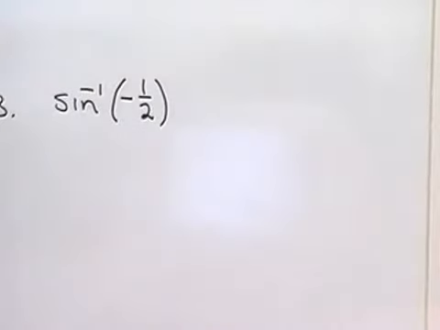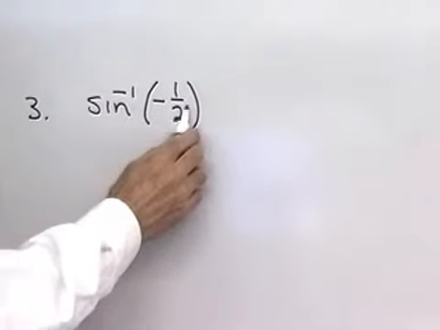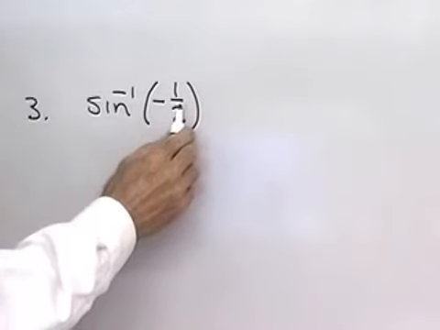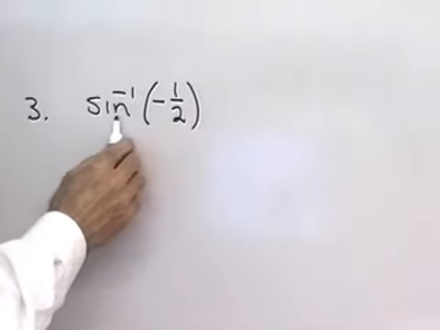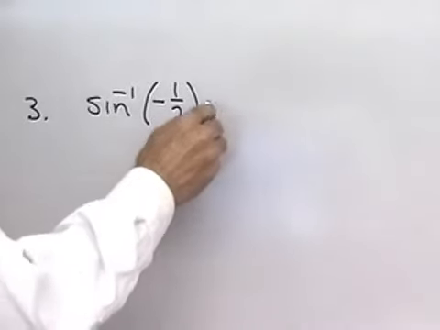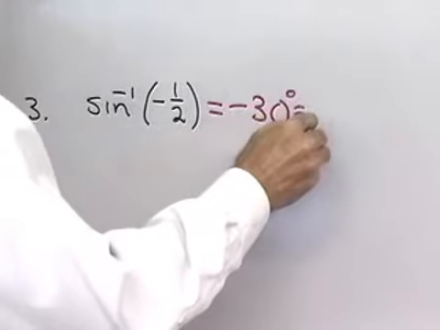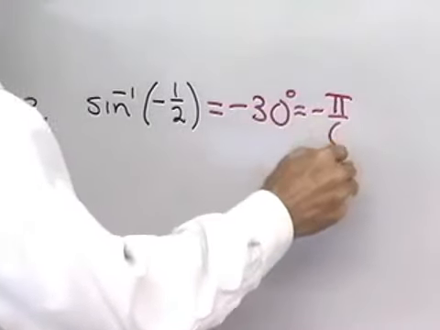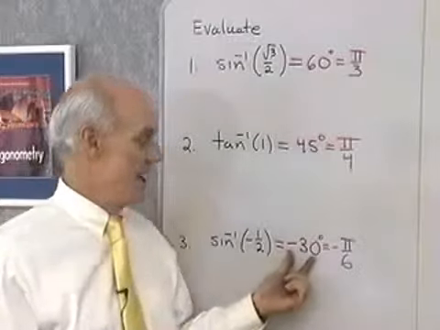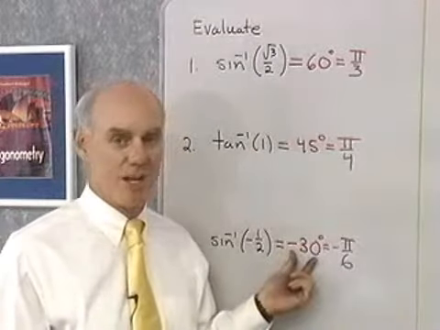How about the inverse sine of negative 1/2? Well, inverse sine of negative 1/2, the 1/2 tells me that I have a reference angle of 30 degrees. This inverse sine has to be between negative 90 and positive 90, so I'm going to say it must be negative 30 degrees, or negative pi over 6. So that's the angle between negative 90 and positive 90 whose sine is negative 1/2.